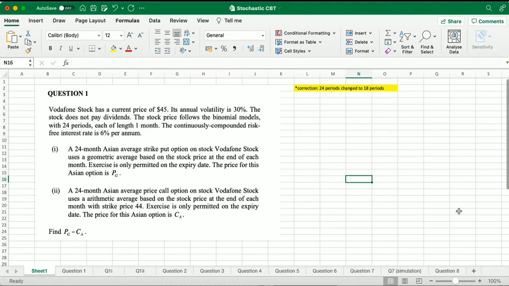Hi everyone, today I'm going to explain question 1, where there's a correction in the question in which 24 periods is changed to 18 periods.